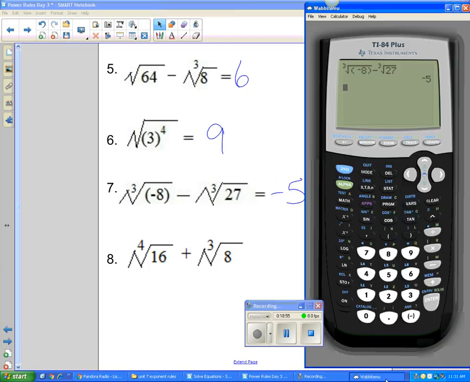And the last one. How do I get the 4 on the outside? Math. Go down to the 5th one. And then you've got to go over twice. And type in a 4. And then a 16. Daniel, have you already typed this one in? Okay. Plus. Okay.